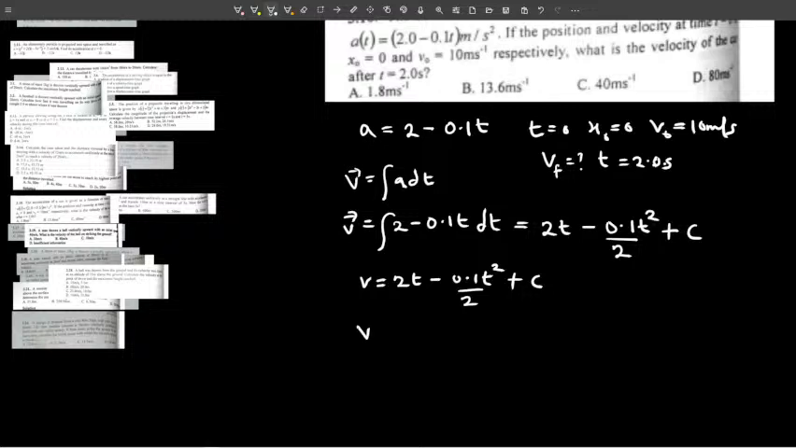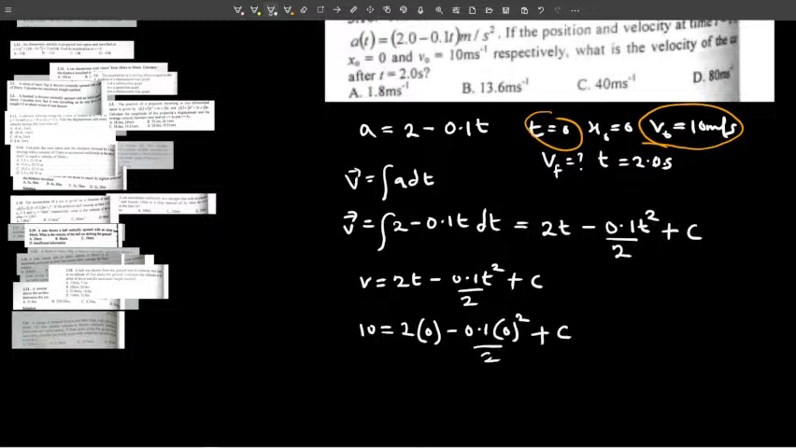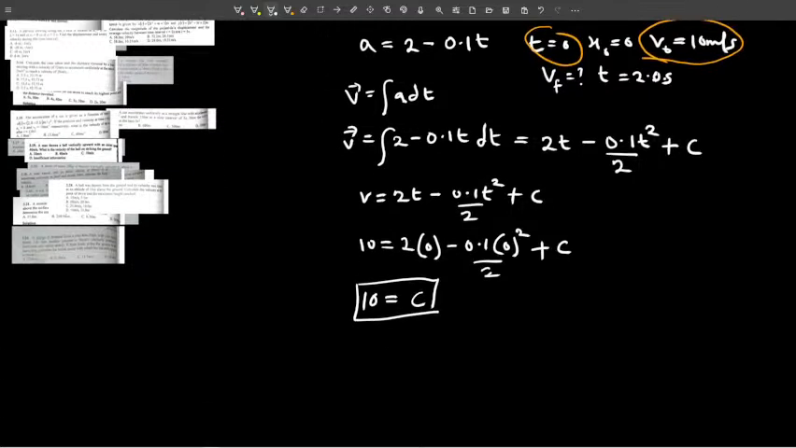So we're told that when t is 0, v is 10. So let's solve for that. This v here is 10, so 10 is equal to, when t is 0, 2 into bracket 0 minus 0.1 into bracket 0 all squared over 2 plus c. Everything here will give me 0, so we have c. So my c is equal to 10. What you have to find is the final velocity.